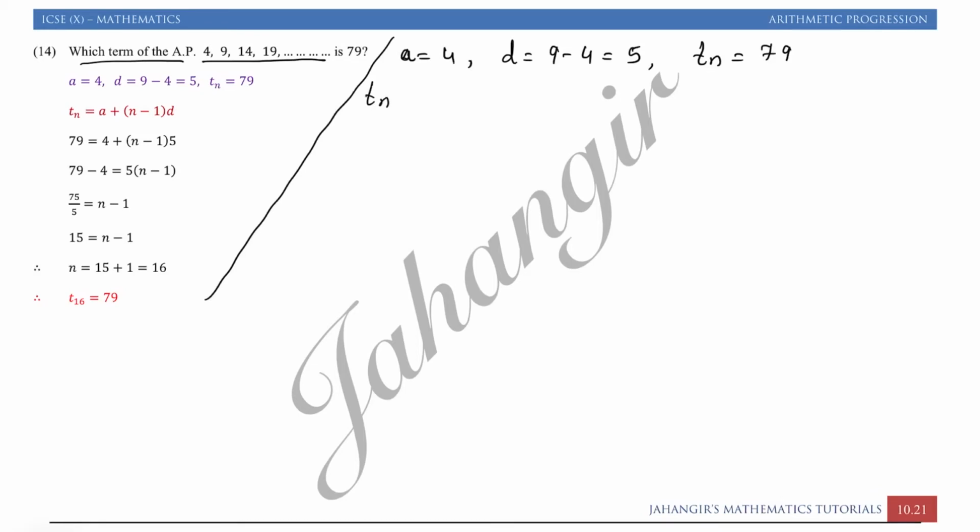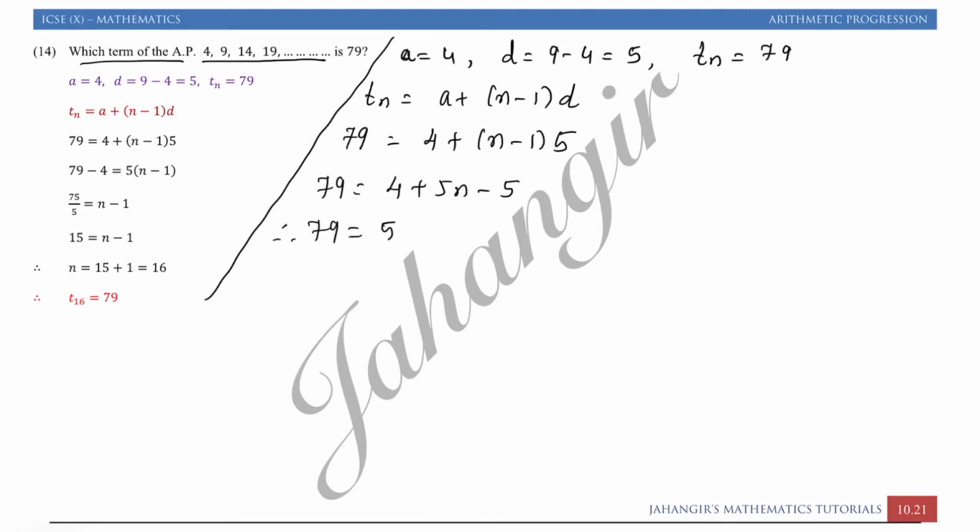So here I can again write same. Tn is equal to A plus n minus 1 into D. Tn is 79 is equal to 4 plus n minus 1 into 5. So just open bracket, 4 plus 5n minus 5. So therefore I can say 79 is equal to 5n minus 1. Minus 1 you can shift on other side, you will get 79 plus 1 is equal to 5n. So therefore I can say 5n is equal to 80. Therefore n is equal to 80 by 5, which is equal to 16.